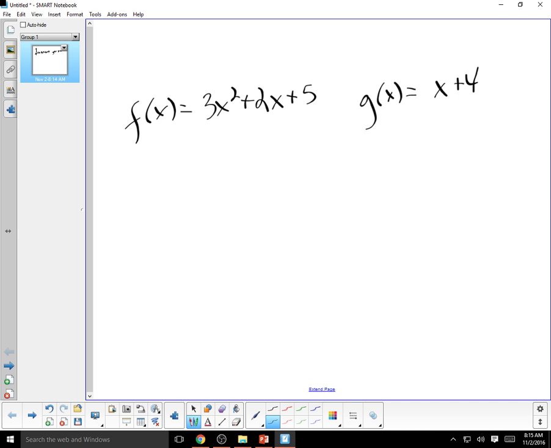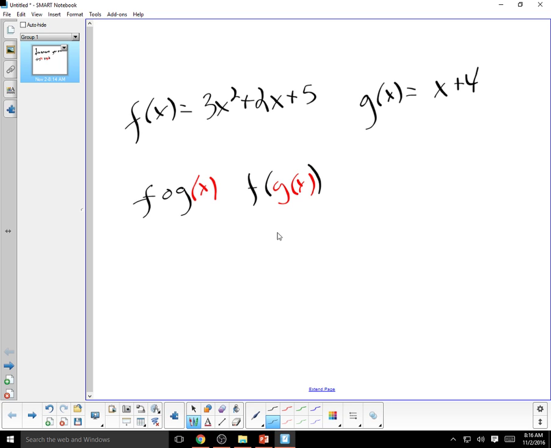Okay. So let's start with the composition f of g. So what we're saying with f of g is that f is the main function, and what I'm going to do is plug in g into it. Another notation you might see for this is f of g, and of course you usually see an x out there. It just means f of g of x. So I'm going to take the g function, put it into the f function.